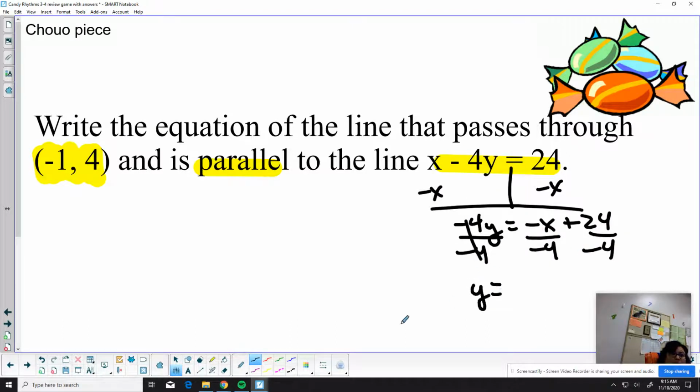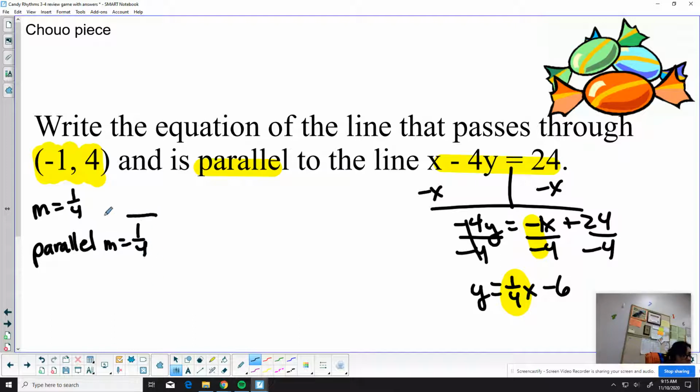So y equals, and then if I look at this part right here, there's a 1 right here. So that's negative 1 over negative 4. Well, that's just 1/4, because it would be a decimal, and that would be minus 6. The key here, though, is the slope. So my slope is 1/4. Therefore, the parallel slope is also 1/4. So that's what I'm going to use for my equation.